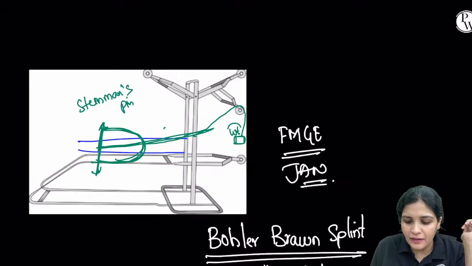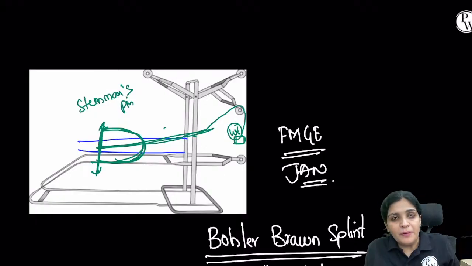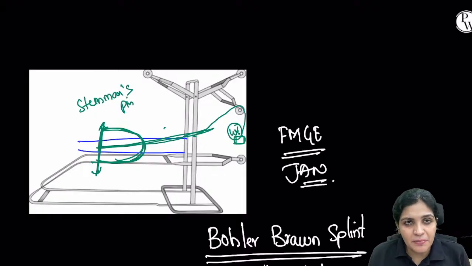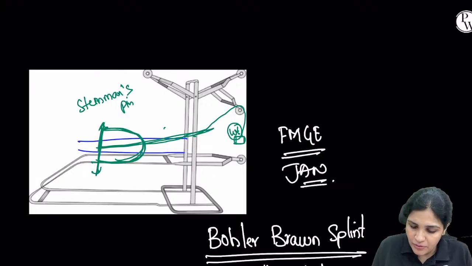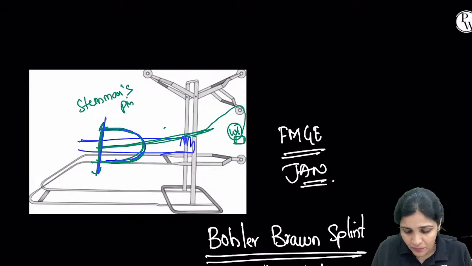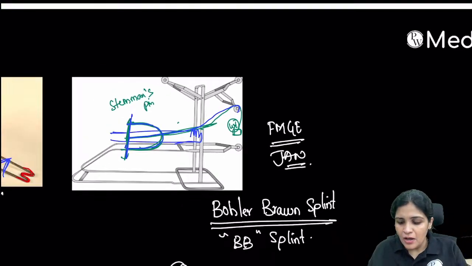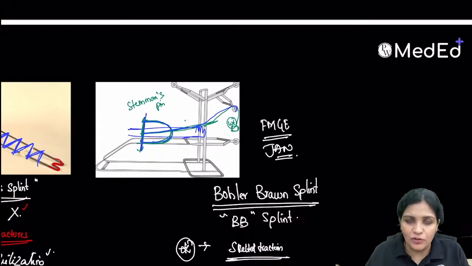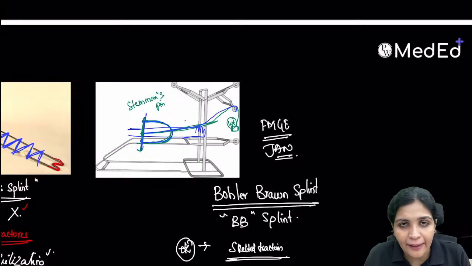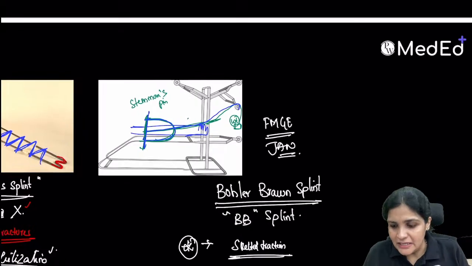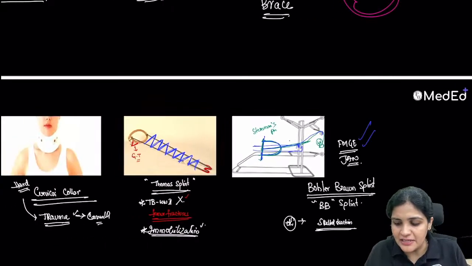So that is how you prepare the patient. This is the limb of the patient, and you put the Steinmann's pin and attach a U-shaped device to it, and then you hang this to a pulley. This entire thing is called the Bohler-Braun splint or BB splint. Yes, this you have to remember. This has been asked in the recent exam.